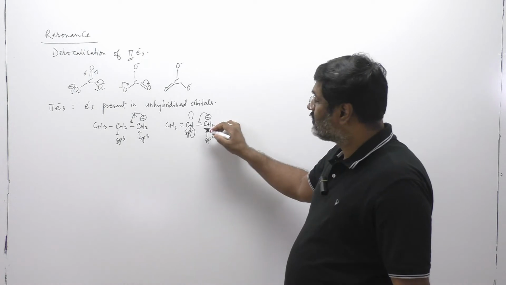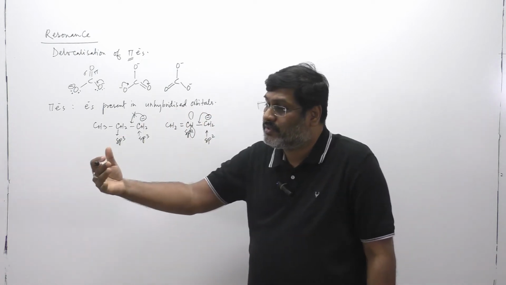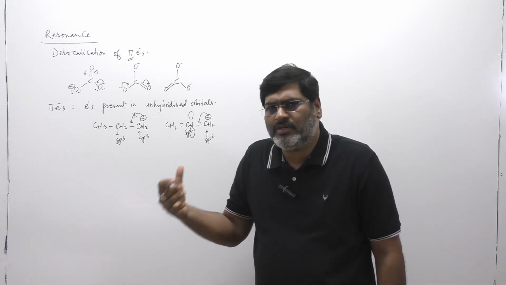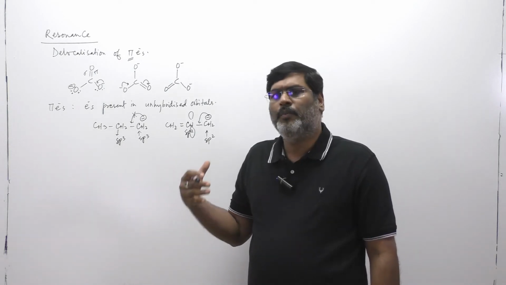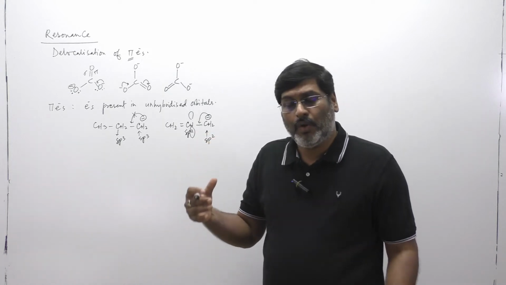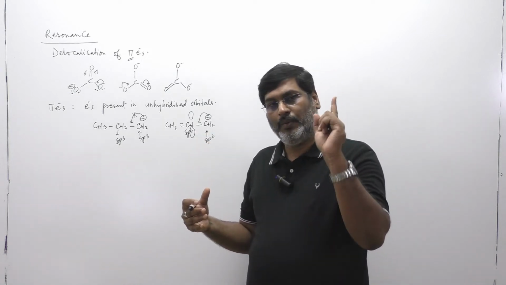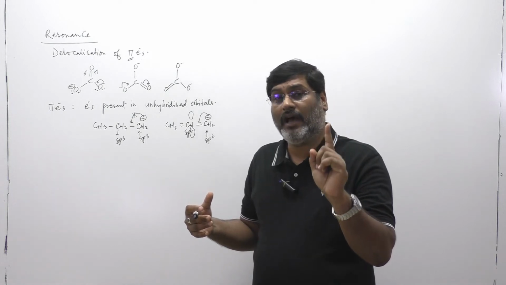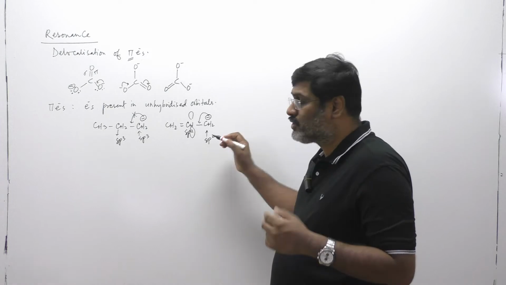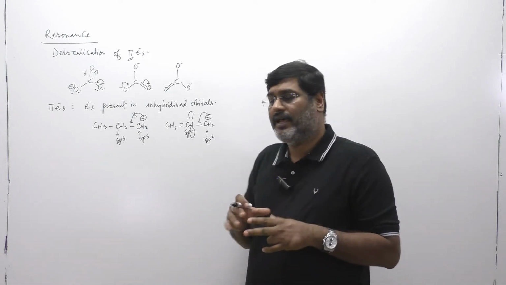But in this case, the adjacent atom is available for interaction, for the formation of another pi bond with an unhybridized orbital. That's why it prefers to change its hybridization and it is sp2.